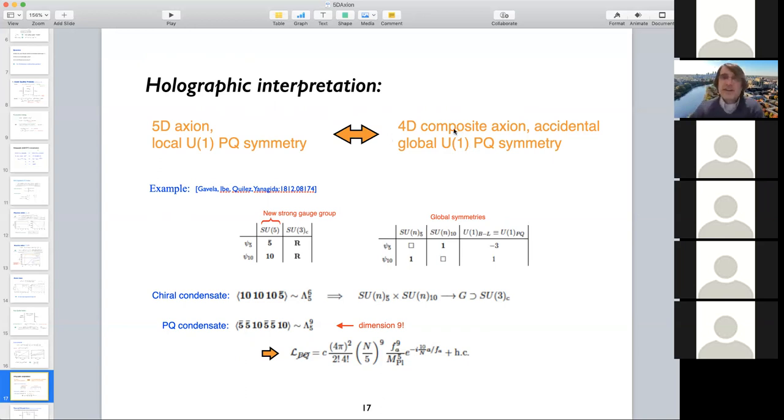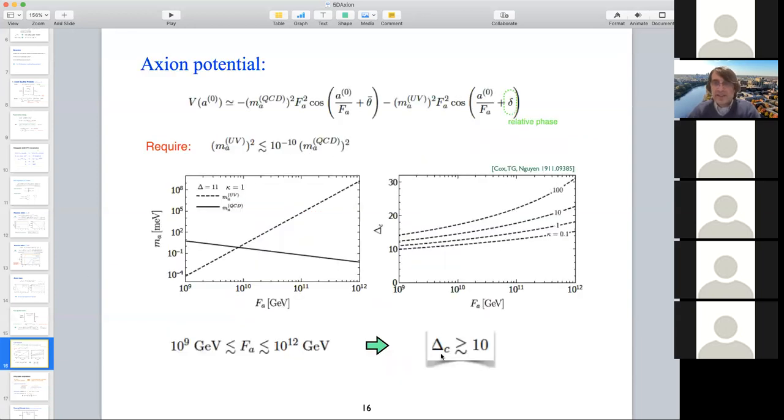So what I've done here for the Peccei-Quinn is I've set up an accidental global Peccei-Quinn symmetry for a 4D model, which has a composite axion. And so I'm literally mimicking what we have for baryon and lepton number. And that's why this delta is actually the dimension of the operator that violates the Peccei-Quinn, the dimension of the operator of the Peccei-Quinn condensate that violates the Peccei-Quinn.